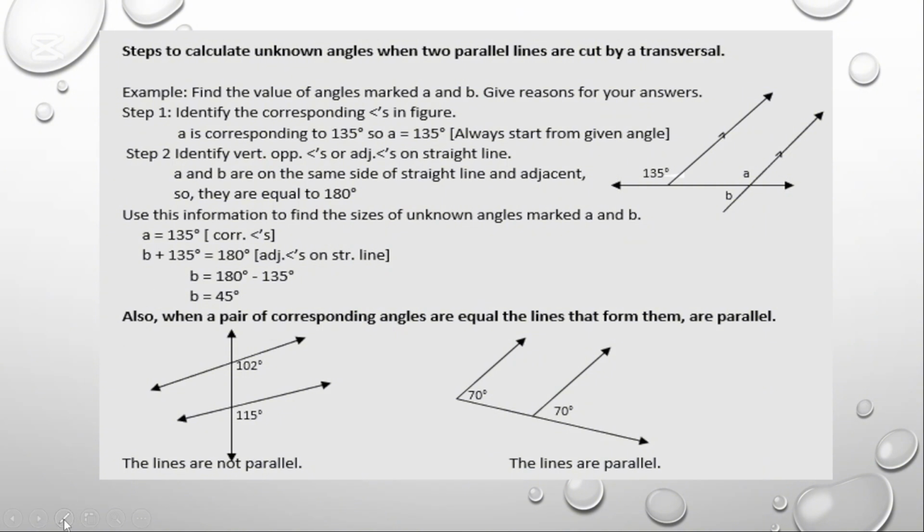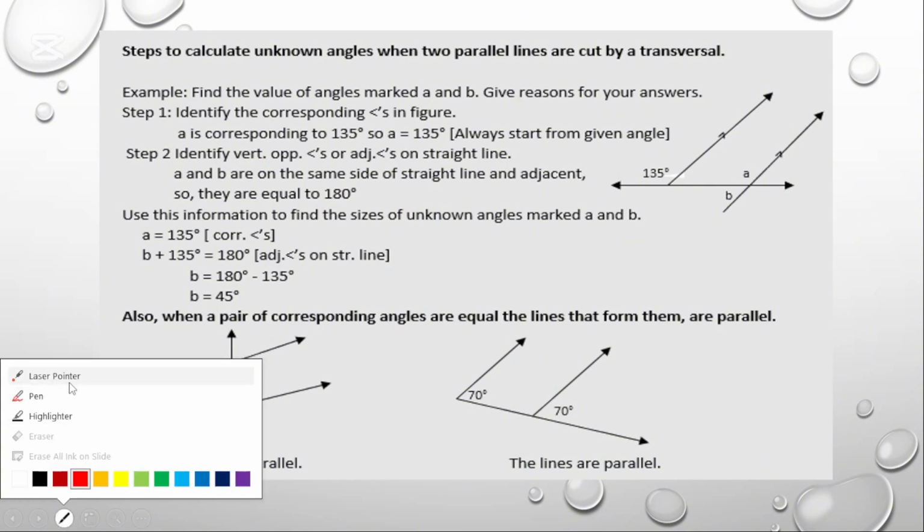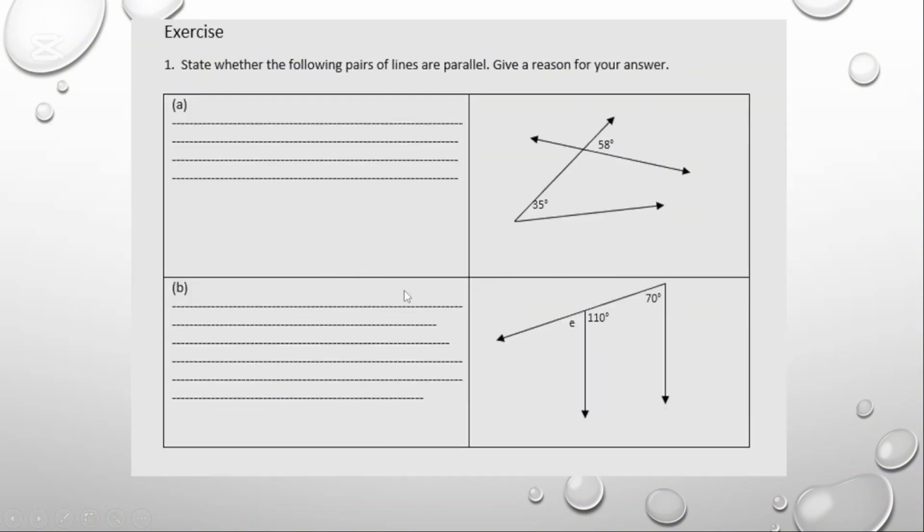What we are going to do now, we are going to calculate the steps. Yes, we are going to calculate unknown angles when two parallel lines are cut by a transversal. So we'll look at the steps again. Find the value of angles marked A.